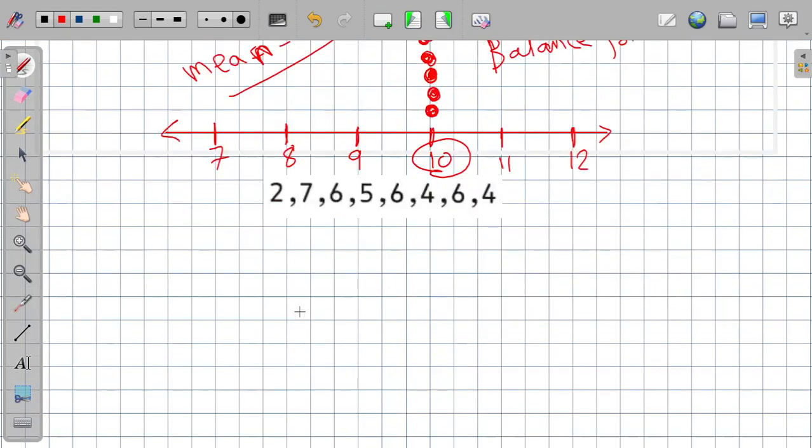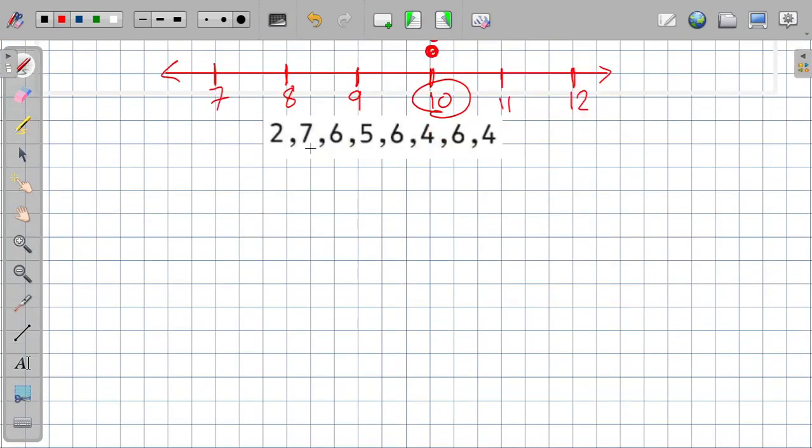Okay, let's try another one. I have 2, 7, 6, 5, 6, 4, 6, 4. So let's draw our number line first. From 2 to 7, we'll draw the number line like this. So I have 2, 3, 4, 5, 6, and 7.